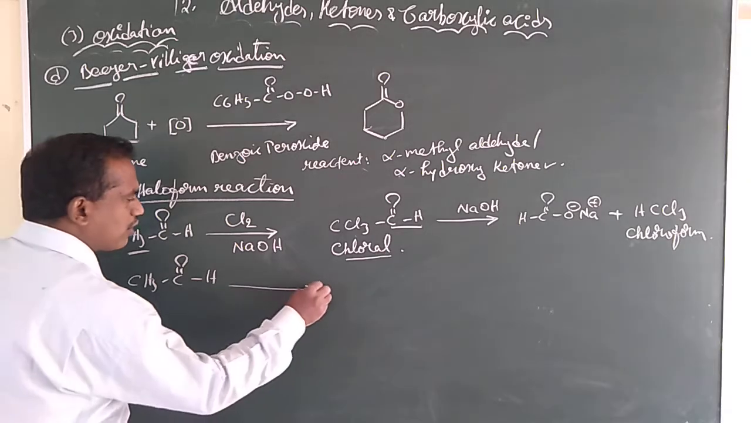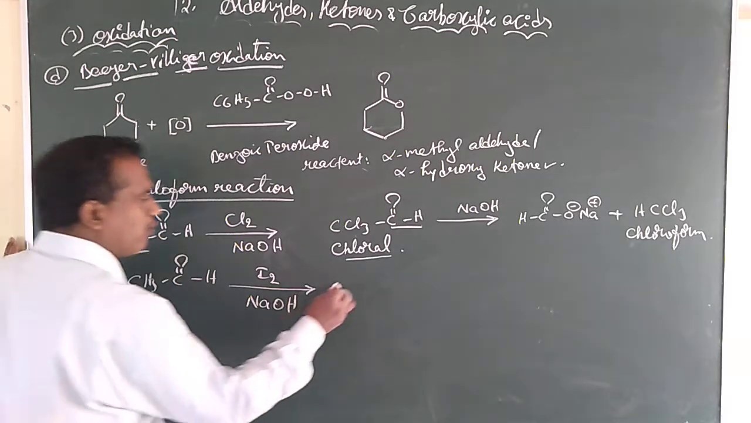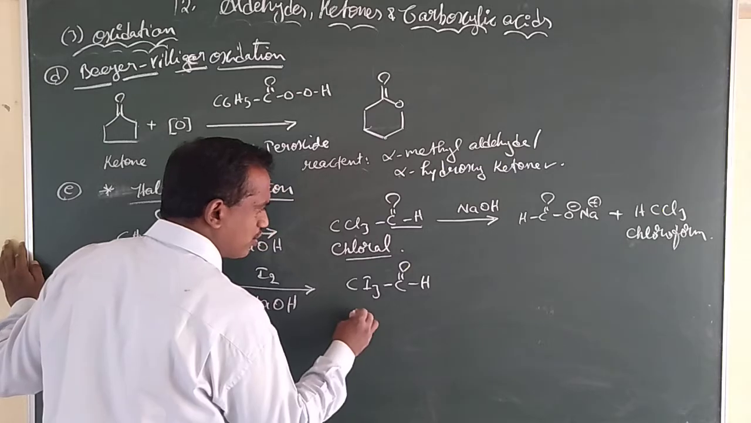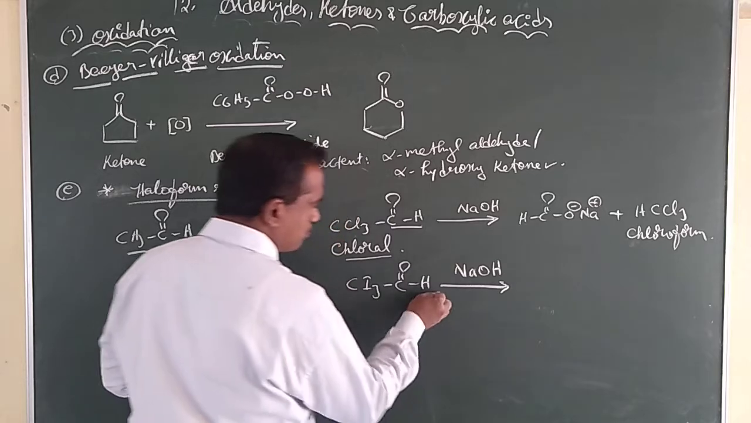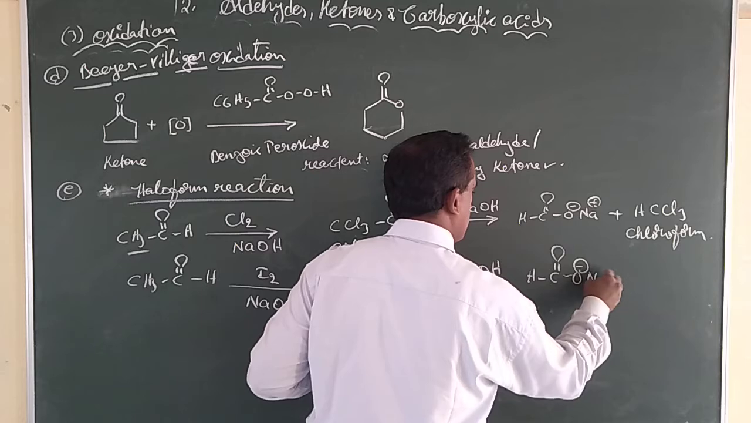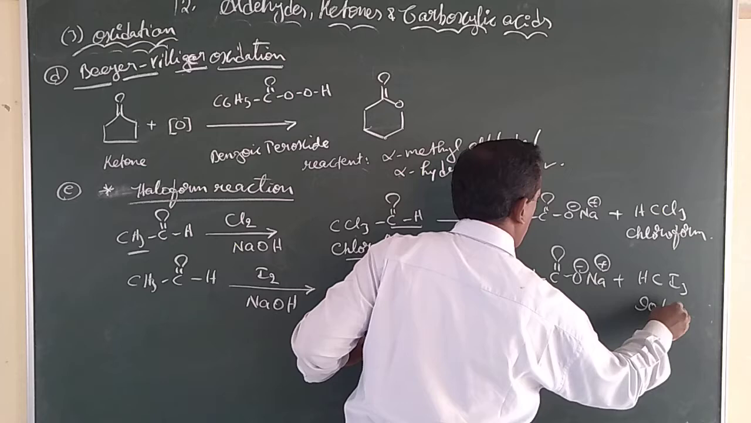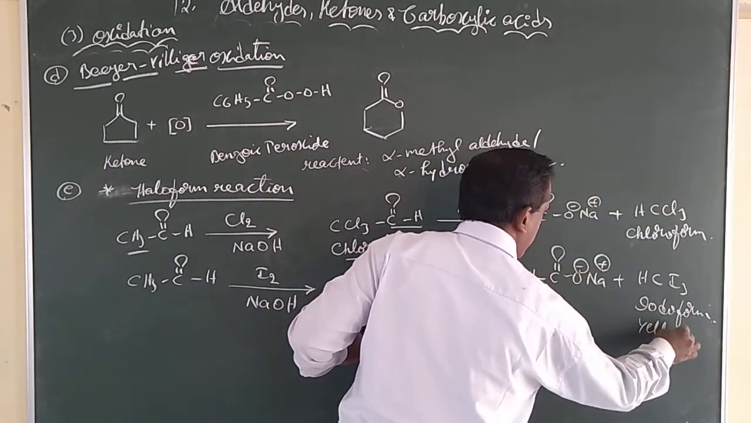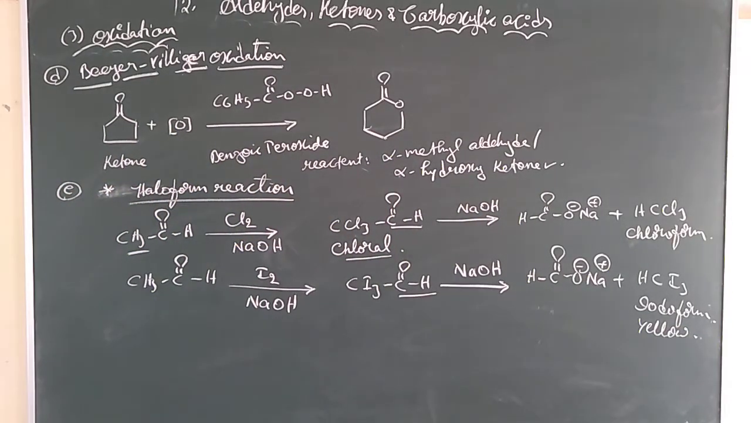So here, in place of chlorine I am using iodine. Then what will be formed? CI3, C double bonded O H. Upon further reaction with NaOH, this part forms H, C double bonded O minus Na plus, whereas the remaining part is called iodoform. It is yellow in color. What is the color of this one? Yellow in color. Write down the reaction, students.